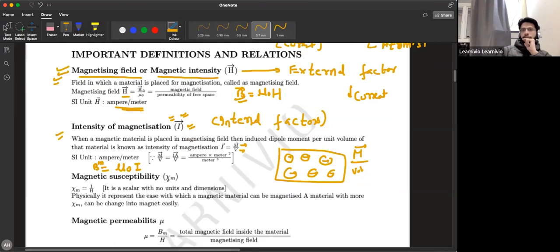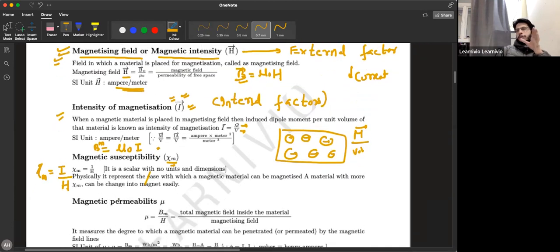Then there is another term, susceptibility. Definition wise, susceptibility is just the ratio of I and H. So susceptibility is just the ratio of intensity of magnetization and magnetizing force. But it tells which material can be easily magnetized. Like if you take iron and gold, you pass the same current through iron and gold. Iron will get magnetized more easily than gold. So the susceptibility of iron is higher. So it just tells the ease with which a material can be magnetized in an external field.